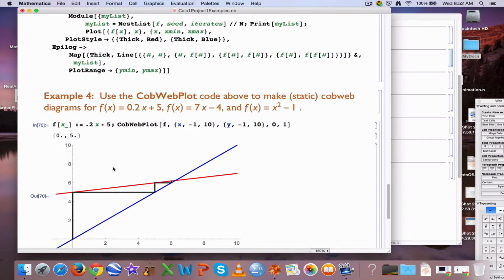Here's the output. The output is twofold. First of all, there's a list that indicates the seed and the first iterate. When you plug in 0 into this function, you do get 5 out. This is not the 0.05, although this point right here on this red graph is the 0.05.